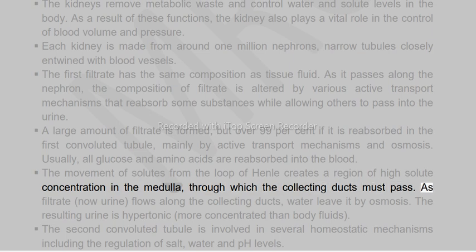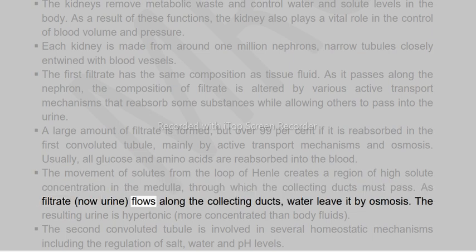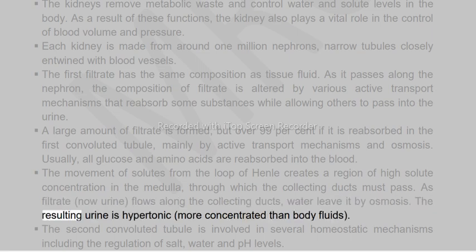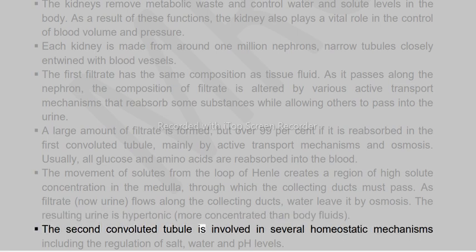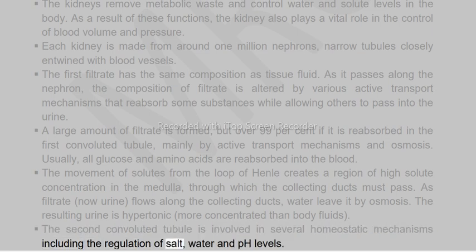As filtrate, now urine, flows along the collecting ducts, water leaves it by osmosis. The resulting urine is hypertonic, more concentrated than body fluids. The second convoluted tubule is involved in several homeostatic mechanisms including the regulation of salt, water and pH levels.